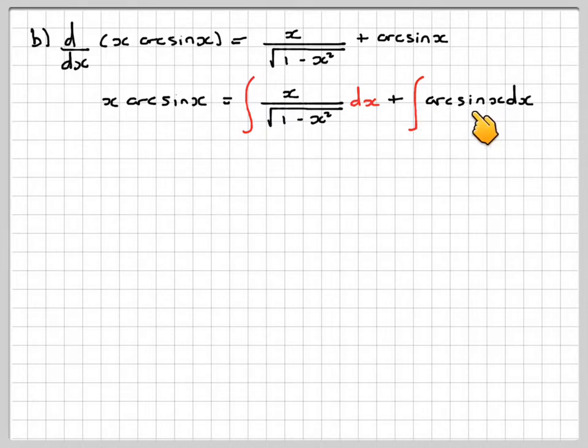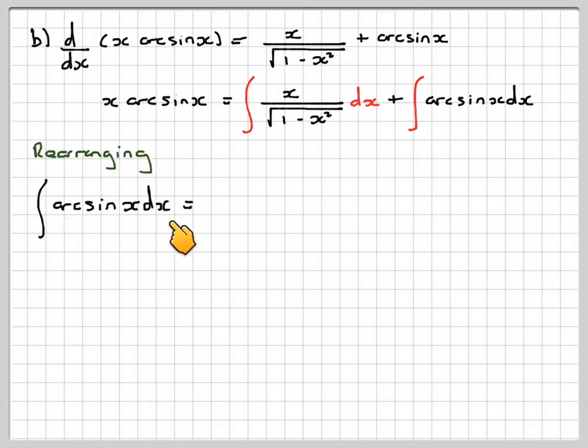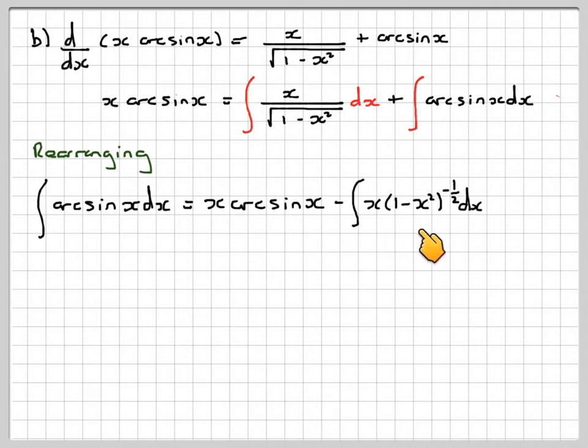So if I rearrange this and make this the subject, then the answer to this will be the combination of these two, as you see. So rearranging, we get the integral of arc sine x dx is equal to x arc sine x minus the integral of x times 1 minus x squared to the minus a half dx. I've arranged it like this because it's easy to integrate. Now I'm going to suspect that this came from 1 minus x squared to the half.